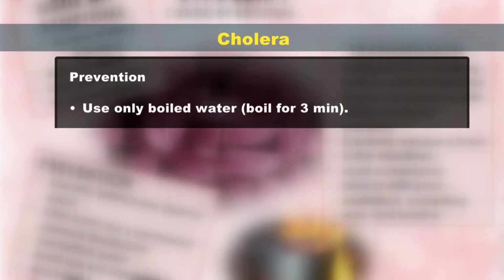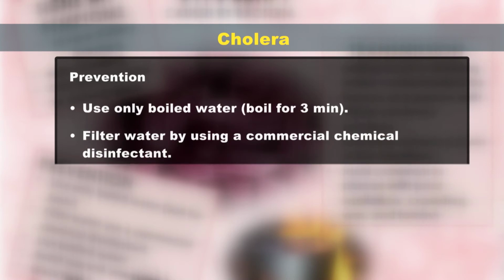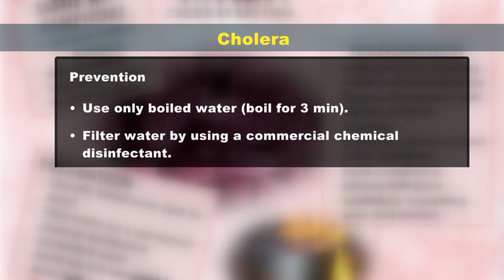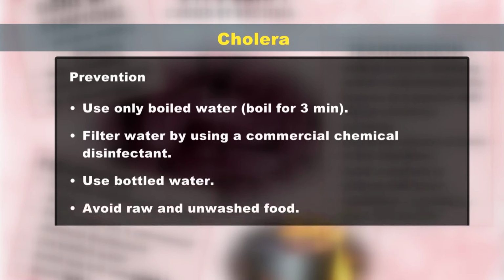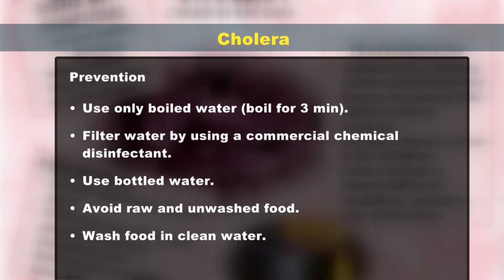Prevention of cholera: use only boiled water, at least boil for 3 minutes. Filter water by using a commercial chemical disinfectant. Use bottled water. Avoid raw and unwashed food. Wash food in clean water. There are still cholera outbreaks in Namibia from time to time, but it is usually stopped fast with quick and proper treatment.